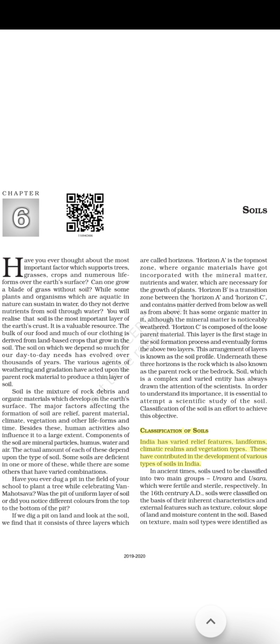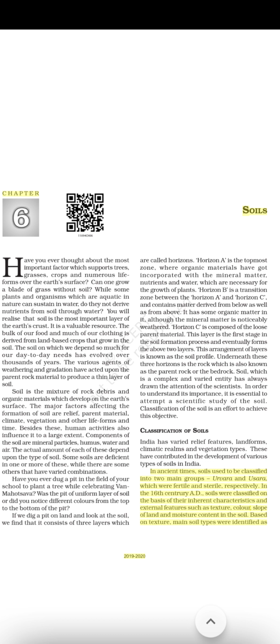Classification of Soils. India has varied relief features, landforms, climatic realms and vegetation types. These have contributed to the development of various types of soils in India. In ancient times, soils used to be classified into two main groups, Urvara and Usara, which were fertile and sterile, respectively. In the 16th century AD, soils were classified on the basis of their inherent characteristics and external features such as texture, color, slope of land and moisture content in the soil.